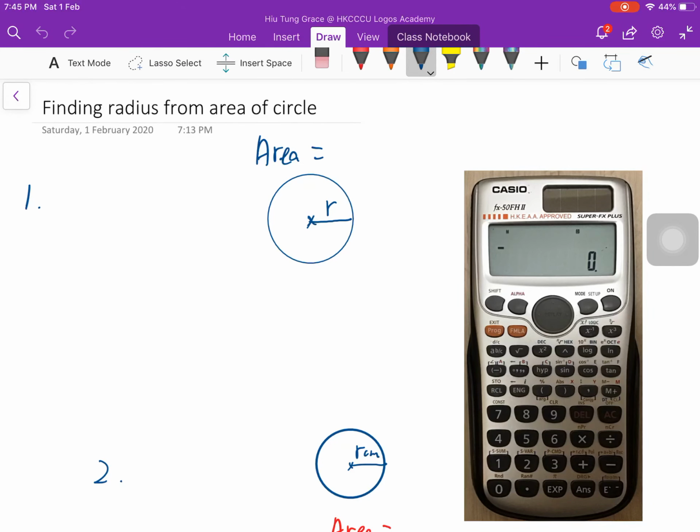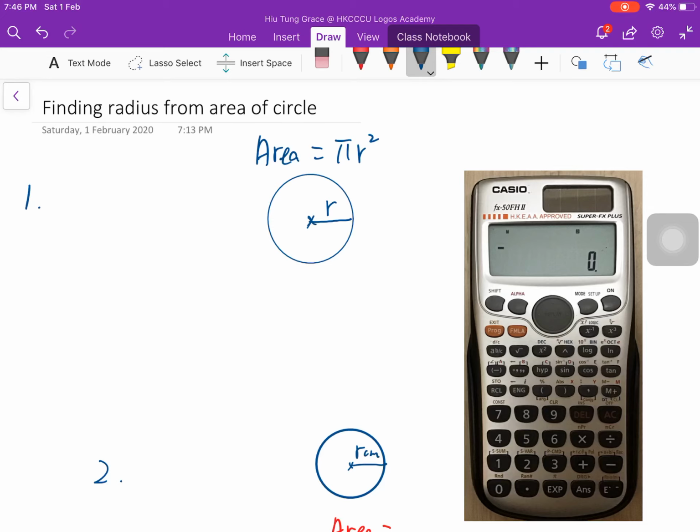Hello students, in this video we're going to discuss how to find the radius of a circle from its area. Recall that to find the area of a circle we have a formula: area is equal to pi r squared, where r is the radius of the circle.